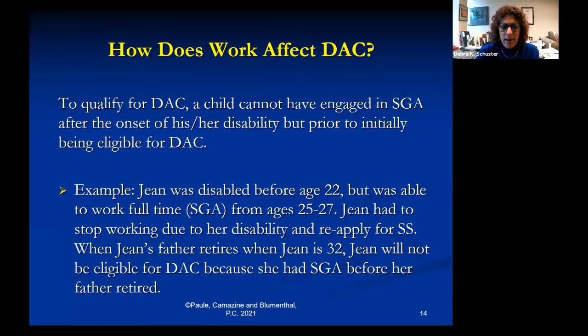She had to stop working due to her disability and reapply for Social Security. When Jean's father retires when she turns 32, she will not be eligible for the disabled adult child benefit because she had been able to engage in substantial gainful activity before her father retired. So these time frames really matter. Even though she was disabled before age 22, because she was able to engage in what Social Security considered substantial gainful activity before her father retired, before she could claim that disabled adult child benefit, she was no longer eligible for it.